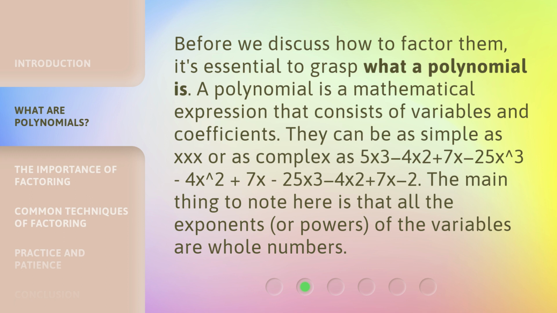Before we discuss how to factor them, it's essential to grasp what a polynomial is. A polynomial is a mathematical expression that consists of variables and coefficients. They can be as simple as x or as complex as 5x^3 - 4x^2 + 7x - 2. The main thing to note here is that all the exponents, or powers, of the variables are whole numbers.